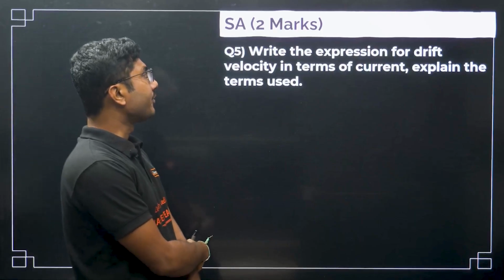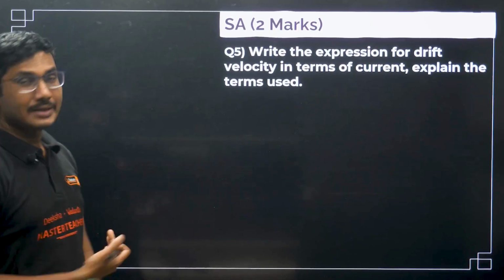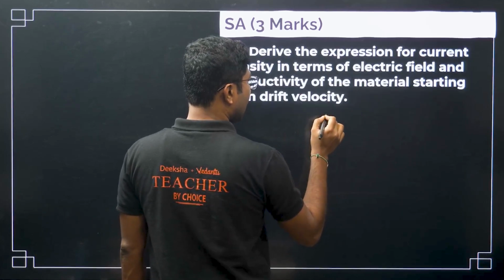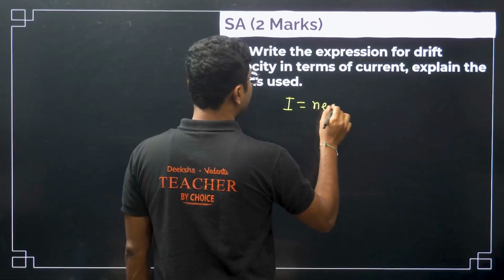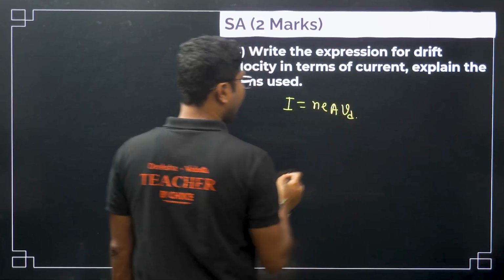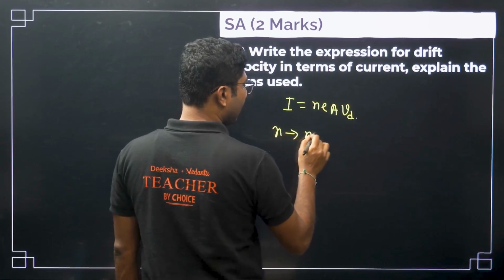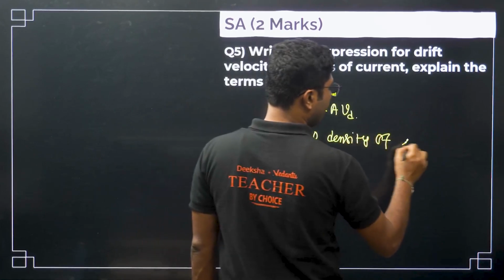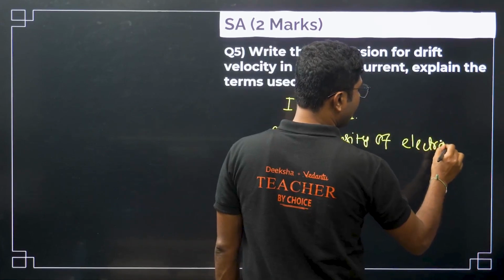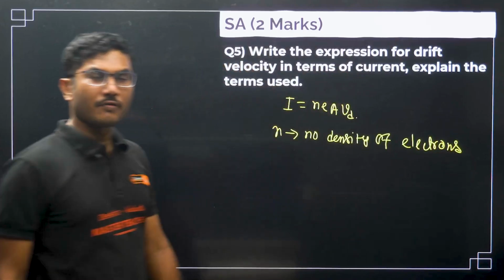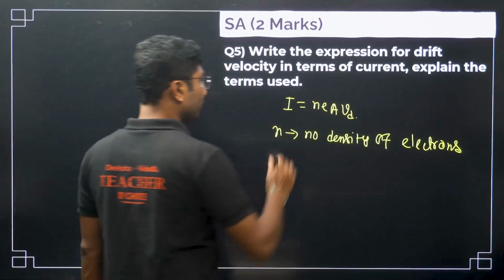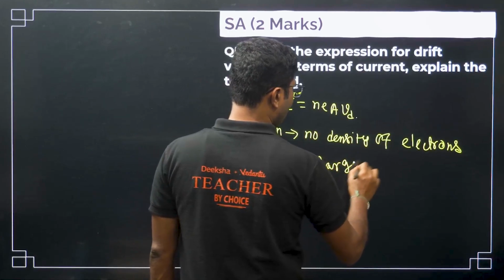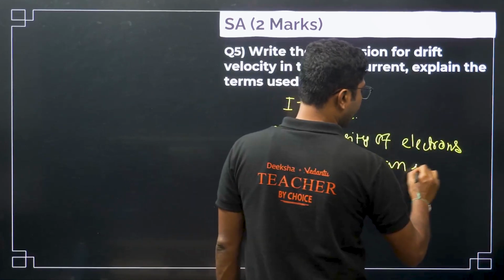Now let's move on to the next question. Write the expression for drift velocity in terms of current. Explain the terms used. So current is basically n e A Vd, and obviously n is the number density of electrons. What is number density, by the way? Number density means number of electrons per unit volume. Okay, e is the charge of an electron.